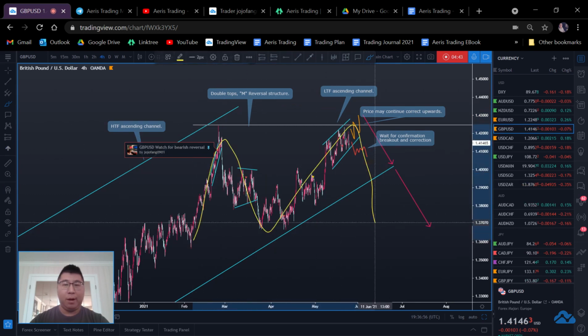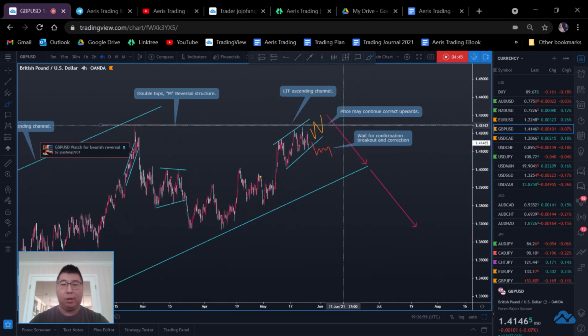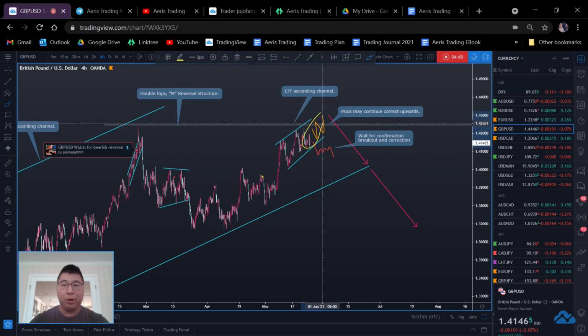We have that M style pattern, we have that reversal at the top. So all that's left here is waiting for that confirmation when the correction completes. Similar approach, similar management, similar entry to euro dollar. We're waiting for an impulse breakdown followed by a lower time frame continuation.